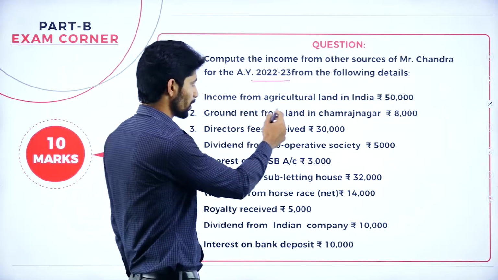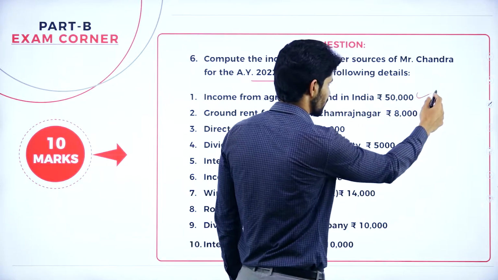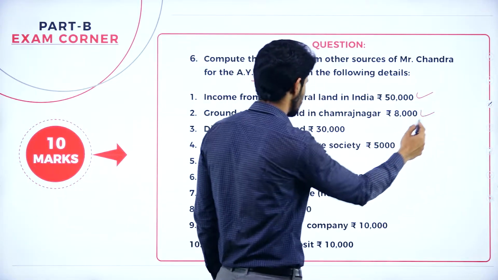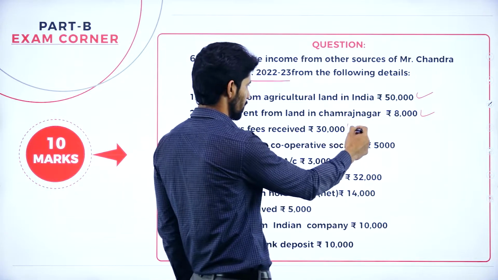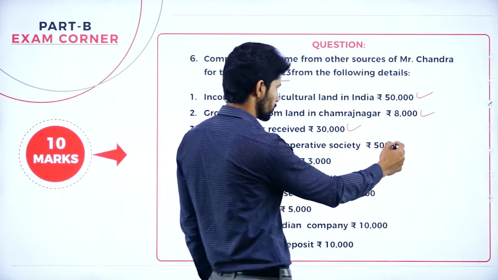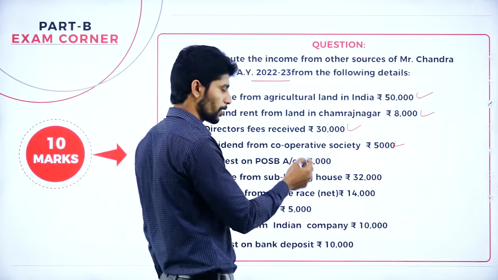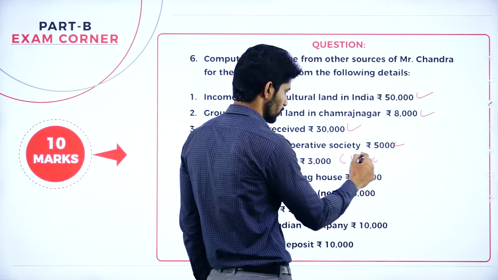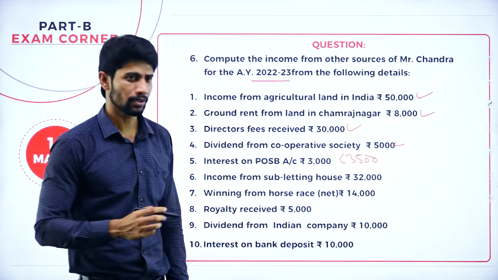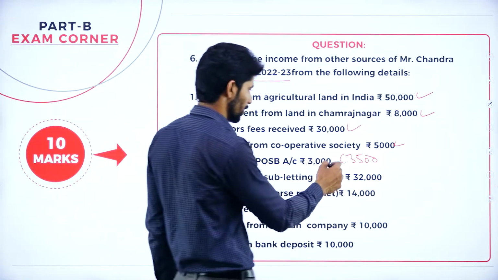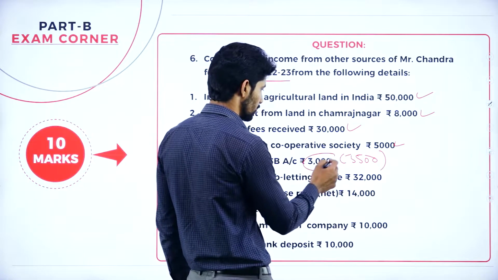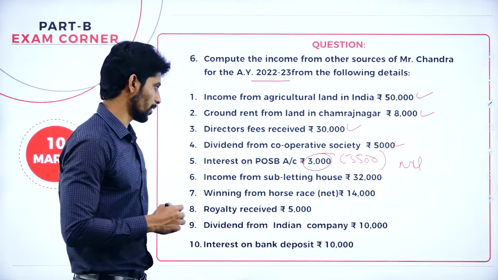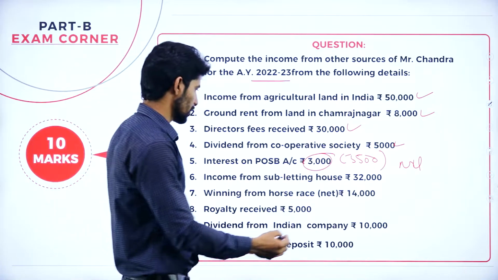See, income from agricultural land in India, yes, exempt, it comes. Next, ground rent, yes, it is taxable. Next, director's fees received, yes, taxable. Dividend from cooperative society, yes. Next, interest on POSB account. See, it is exempt up to 3,500, right? So interest from POSB account is exempt up to 3,500. But here in this problem, we have 3,000. So it is nil. Next, income from subletting house, 32,000, yes, taxable.